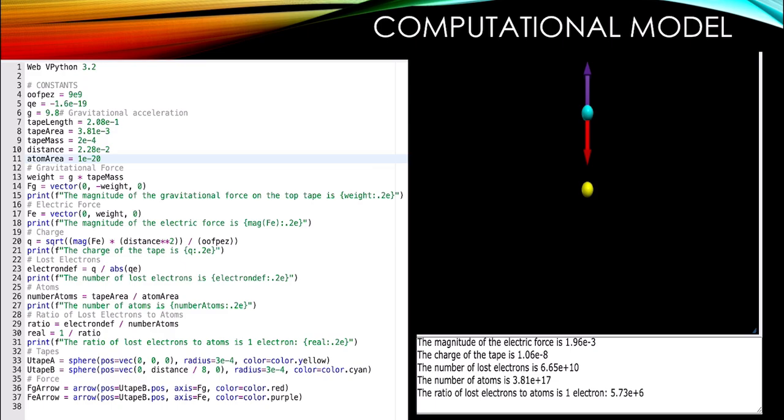These values match my calculations from the experimental model. The electric force on tape B due to tape A is depicted by the purple arrow, and the gravitational force acting on tape B is shown by the red arrow pointing down.